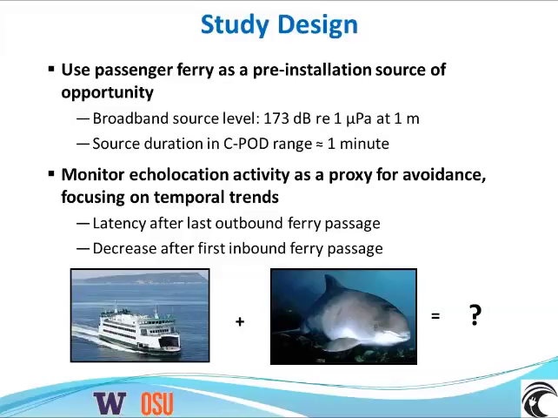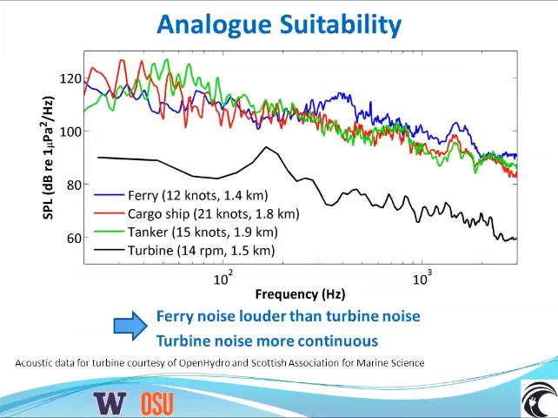And those two trends are looking at once the last passenger ferry outbound from Keystone Harbor has passed through this area at night, how long does it take until we see our next echolocation event? So is this kind of an avoidance behavior on the order of minutes or more than an hour? And then look at the sort of decrease associated with the first inbound ferry passage. So porpoise are present at the site during the morning hours, the ferry comes in, does that lead to a decrease in echolocation activity? So at a broad level, a ferry plus a population of porpoises yields what sort of response? Next slide.